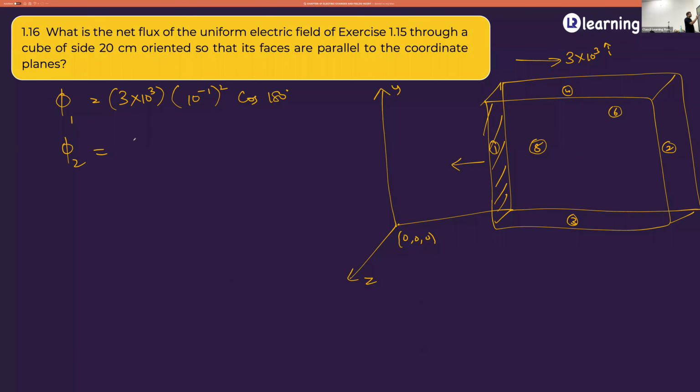Similarly, the flux through the second side is going to be 3 into 10 power 3 multiplied with 10 power minus 1 the whole square into cos of. So for the second side, this is the direction of the area vector. It is going to be cos 0 degrees. Right. So here, if you observe, the answer will be minus 30, and here the answer will be plus 30.